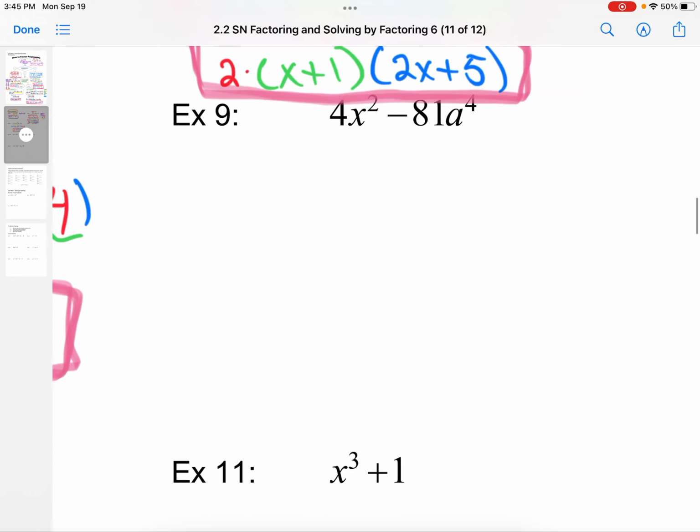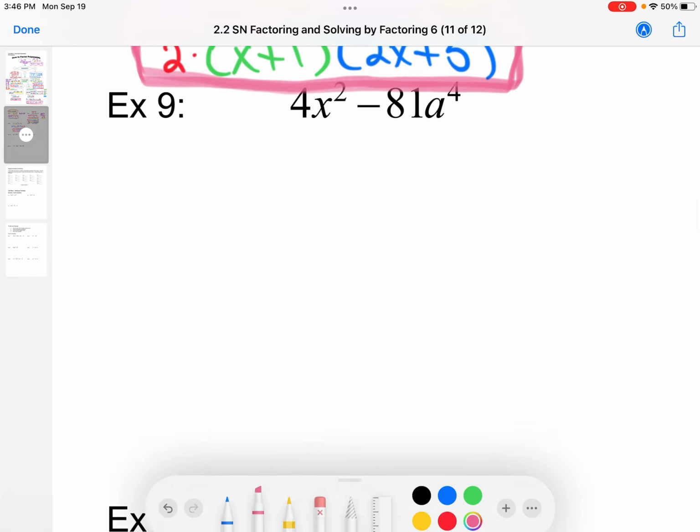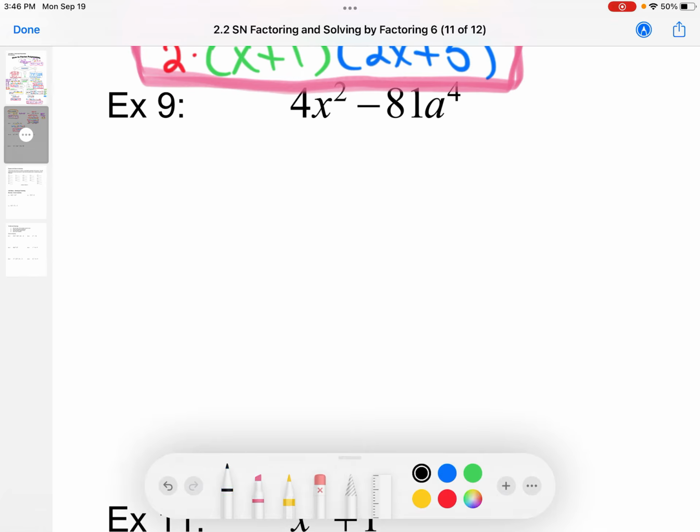Now, let's look at example 9. We look for a greatest common factor, and there's not one. There's 2 terms, so we look to see if these are either squares or cubes. If they are, they'll factor more. If there's 2 terms and they are not either squares or cubes, the problem just won't factor any further. So, look to see these are perfect squares. 4x squared, take its square root, that's 2x. 81a to the 4th, take its square root, that's 9a squared.